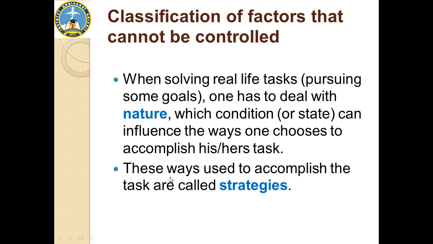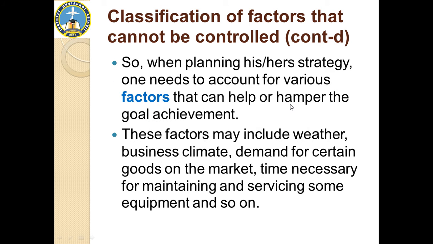When we plan our strategy, we need to account for different factors that can help or hamper the goal achievement. These factors may include weather, business climate, demand for certain goods on the market, time necessary for maintaining and servicing some equipment, and so on. Game theory is used basically in economics and management, and we consider it a mathematical framework for making decisions.